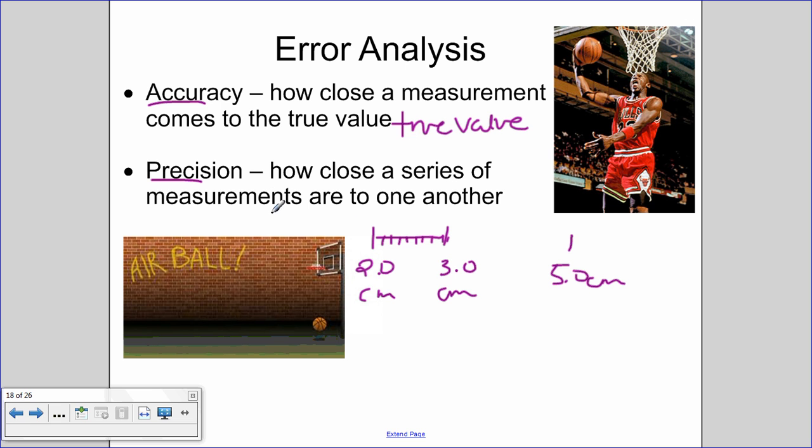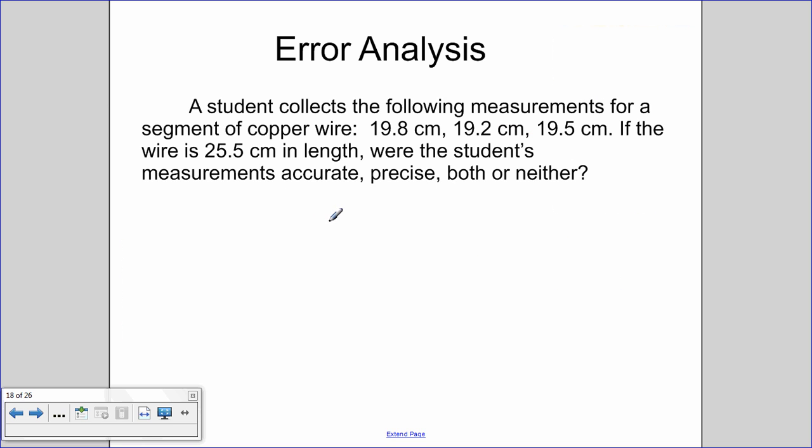In basketball, to be really precise, maybe you hit the upper right-hand quadrant of the backboard 100 times. You're super precise, but you just never actually make the basket, so you're not accurate. So that should be fairly easy, just some vocab terms to know.